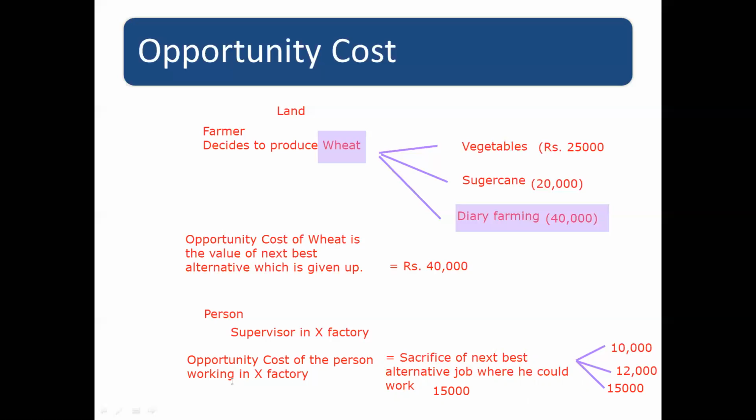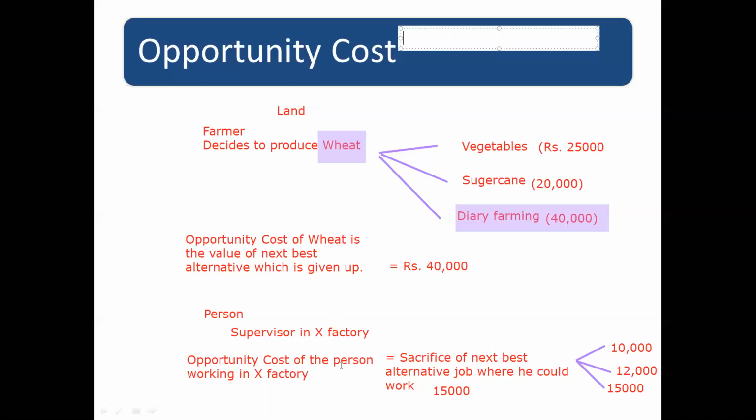That is his choice. How much he is getting in X factory, as far as the term opportunity cost is concerned, we don't have to see. But there is another term called economic rent, which is not in the course, but it's relevant to mention here. If he decides to work in X factory, he should be getting more than 15,000. Otherwise, why should he work in X factory?